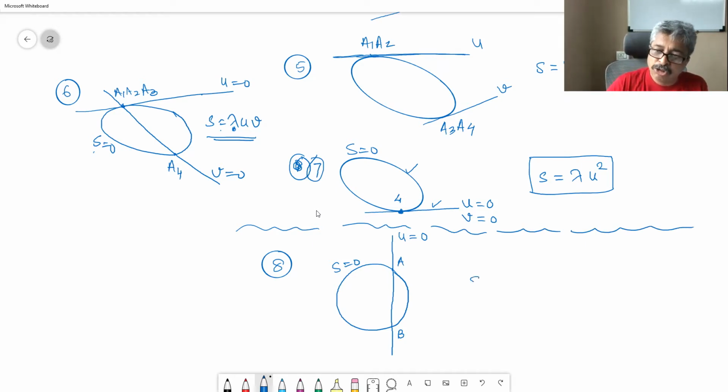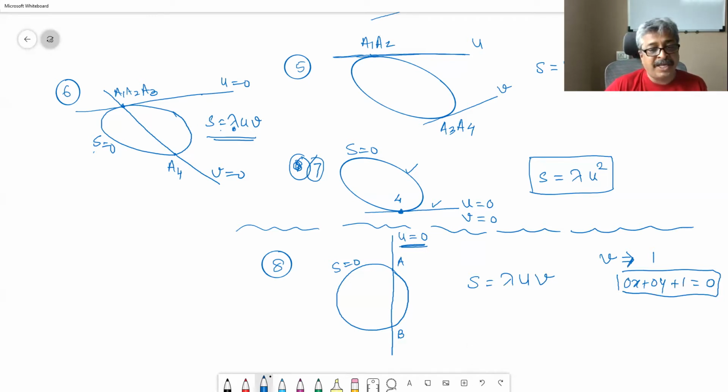It's because this is also S is equal to lambda U into V. This is your U. And where is your V? Your V, equation of V, is 0x plus 0y plus 1 is equal to 0. This is the equation of your V, which is the line at infinity. And of course, that line at infinity will have two imaginary points of intersection with S.